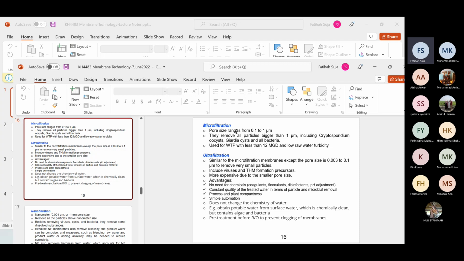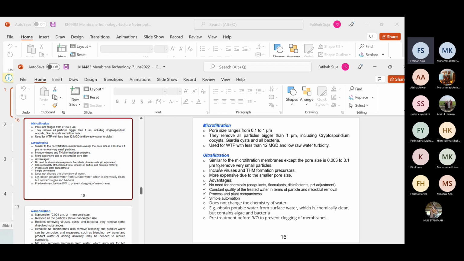Microfiltration membranes function like a sieve. The pore size ranges from 0.1 to 1 micrometer. Therefore, they remove all particles bigger than 1 micrometer, including Cryptosporidium, Giardia, and all bacteria. So they are successfully used for water treatment plants, with a limit of 12 million gallons per day capacity, and you need to make sure that you have low raw water turbidity. If you have high turbidity, then you need to think of something else before you send the water source to this filtration unit.